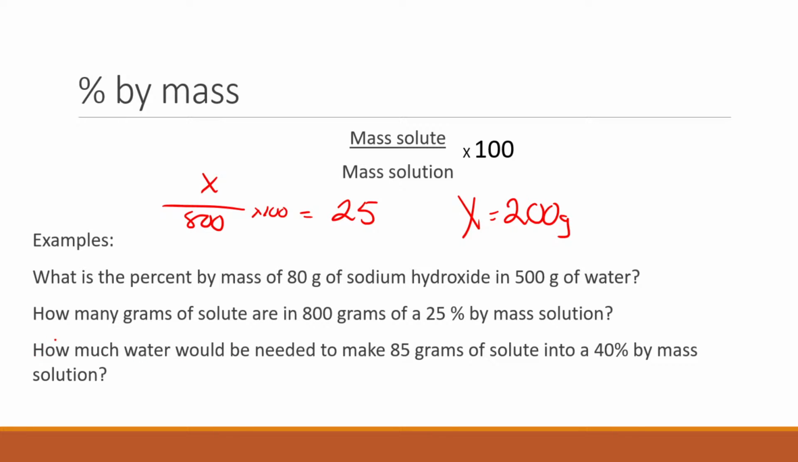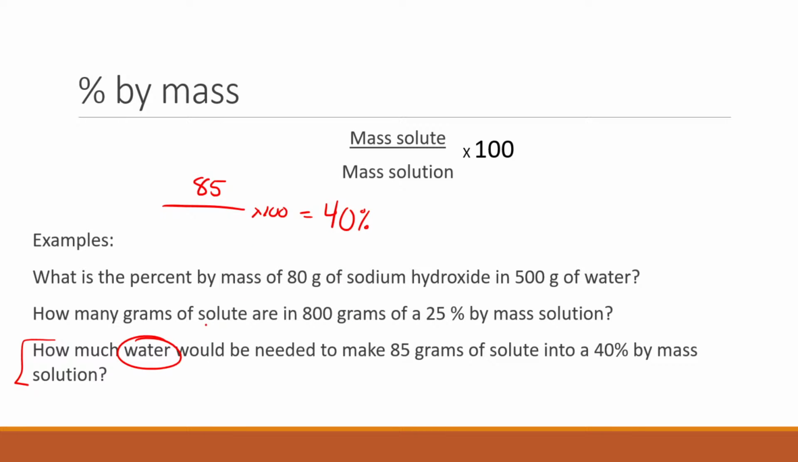Our last example is actually the trickiest of the bunch. They give you almost the same pieces as before. They give you 85 grams of solute. They tell you 40% by mass, and they ask you how much water you need. So when I put an x down here and I solve out, to get 212.5 grams, is that the answer to this question?